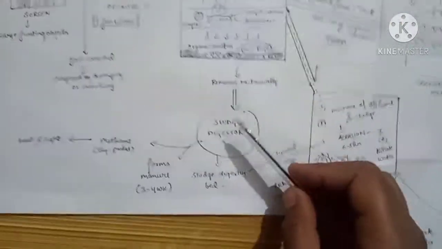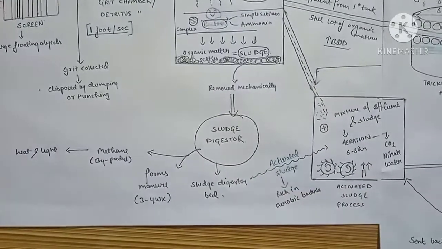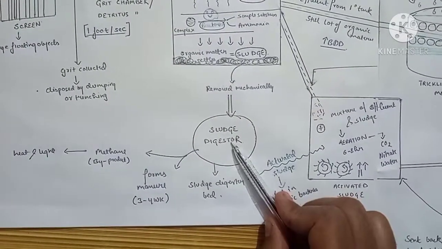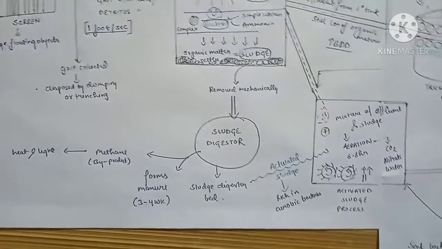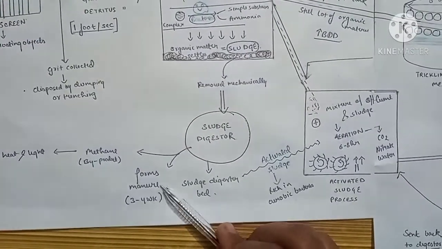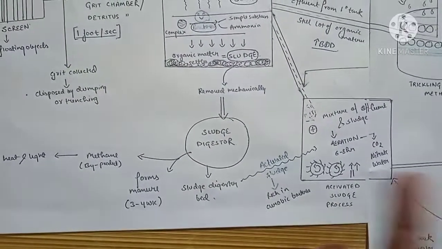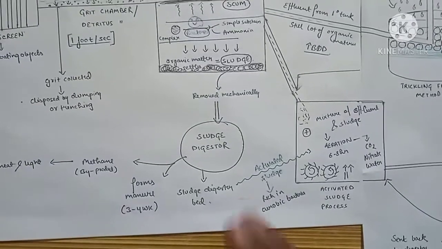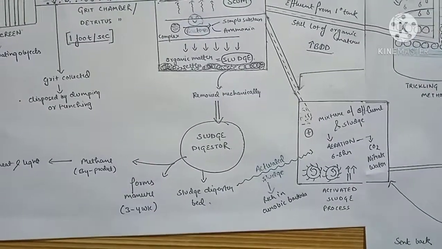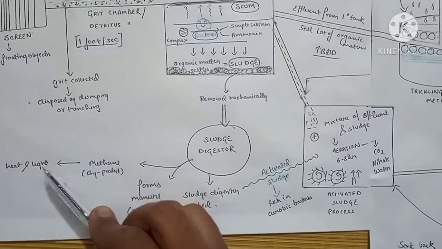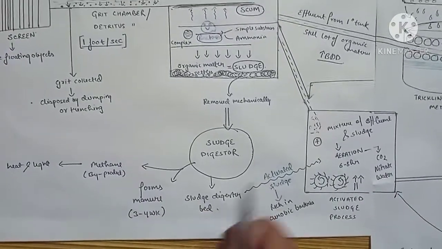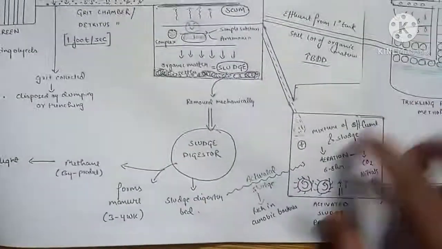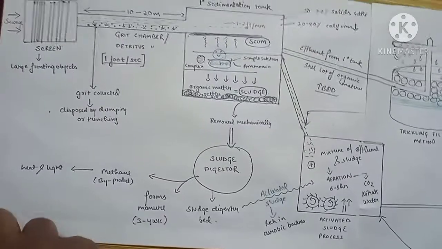The sludge is removed and sent into a sludge digester. Now this sludge digester is used to digest the sludge, and within 3 to 4 weeks the sludge forms an excellent manure for our soil. Plus there is a byproduct, methane gas, that is used for heating and lighting purposes. So there is no waste. The sludge is also used in an excellent way.